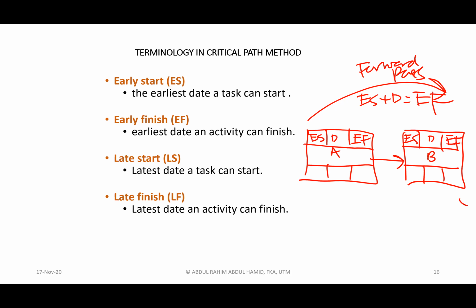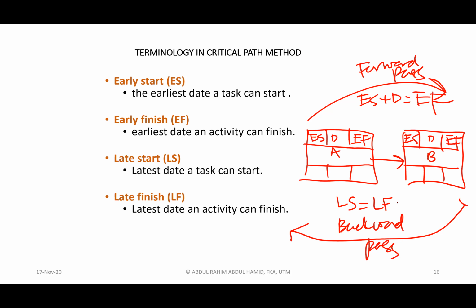Then when we do the backward pass, we call it backward pass. Late start is basically late finish minus duration. So late finish minus the duration, then you get late start. So those values for each of the activities will be put inside the box. So you cannot miss any point compared to the AOA diagram.